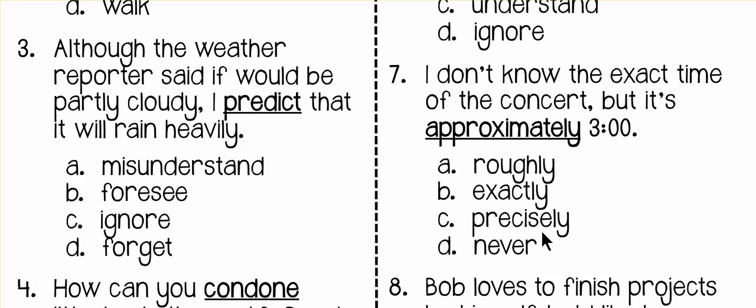For number 7, it says, I don't know the exact time of the concert, but it's approximately 3 o'clock. So if we look at this question, it says, I don't know the exact time. So C right here says precisely, which means the same thing as B, which is exactly. And since he said, I don't know the exact time, here's exact and here's exact, we know neither one of these can be the answer. So that's 2 answers gone, and you're left with roughly or never. If you substitute those in, it says, I don't know the exact time of the concert, but it's never 3 o'clock, or it's roughly 3 o'clock. The only one that makes sense is roughly, because never 3 o'clock is just nonsense. So your only answer that makes sense is A, roughly.